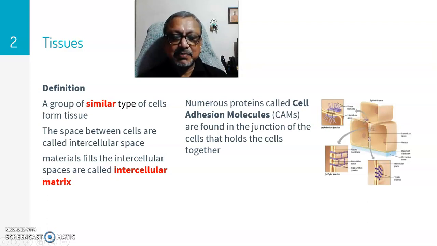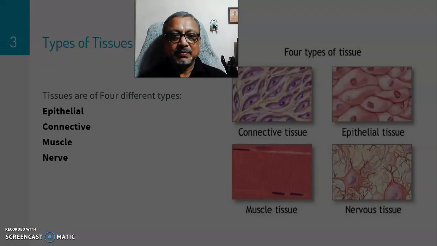Now in my previous episode I talked about a building being made up of brick, sand and cement and iron structure. So the building bricks can be compared with the cell. The sand and cement can be compared with the intercellular matrix, which actually holds the cells together.